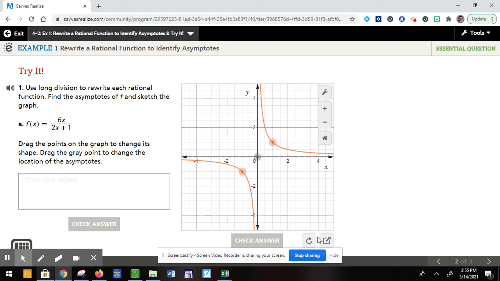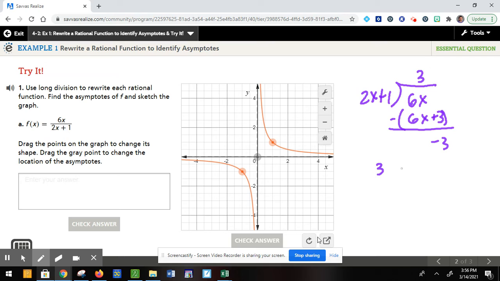So the first thing we're going to do is long division with this. So we've got 2x plus 1 divided into 6x. 2x goes into 6x 3 times. 3 times 2x is 6x. 3 times 1 is 3. I subtract. That's 0, and you get negative 3. So the quotient is 3 minus 3 divided by 2x plus 1.